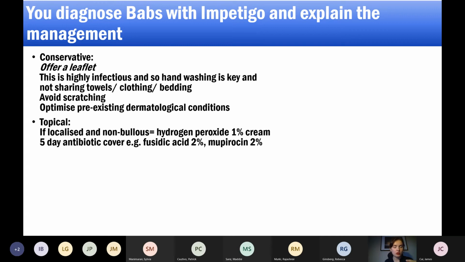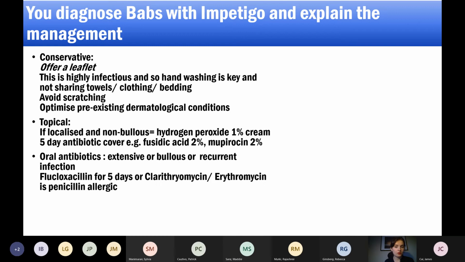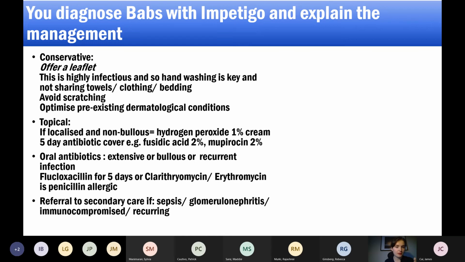And then if that didn't work, or it was a very extensive infection that we were worried about, you can move on to oral flucloxacillin for 5 days, and then clarithromycin if they're allergic. You would refer if the child is systemically unwell, as we know staph can cause problems with the kidneys. This is generally fairly common sense, you'd just get a vibe. Is the child unwell?